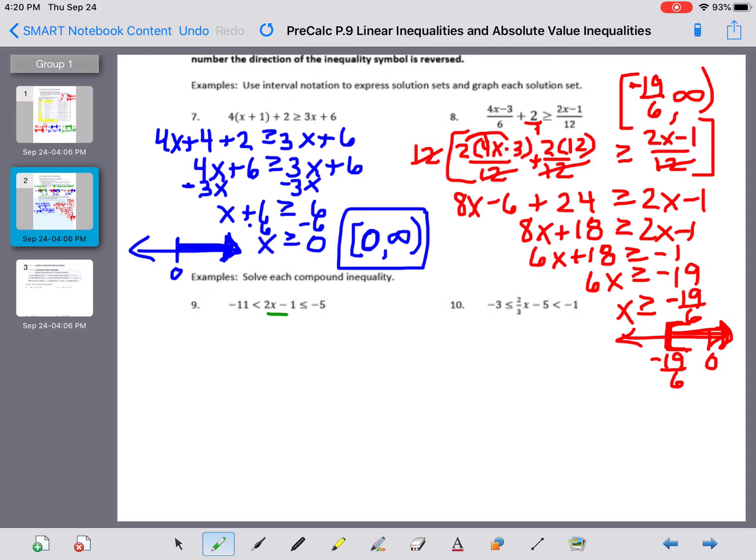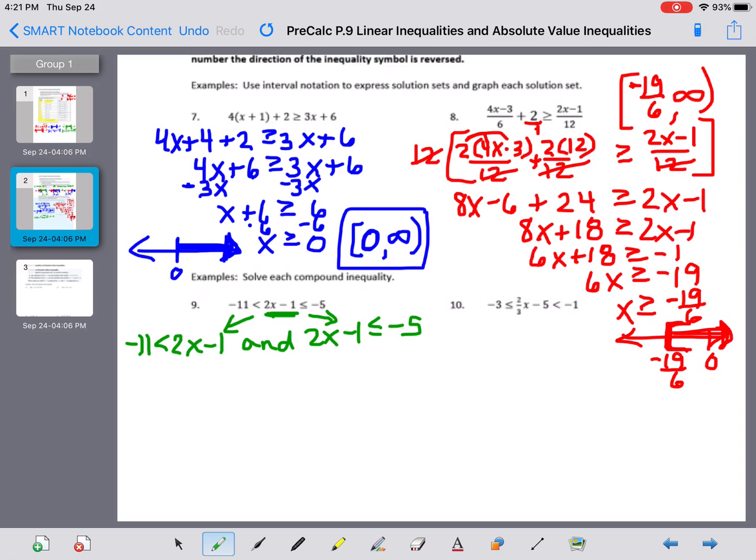But what this is saying is this expression 2x minus 1 has 2 conditions. So negative 11 is less than 2x minus 1, and I shouldn't say either, it's an and. 2x minus 1 is less than or equal to negative 5. So you can take that middle and you can split it into 2 equations, or in this case, inequalities, okay?